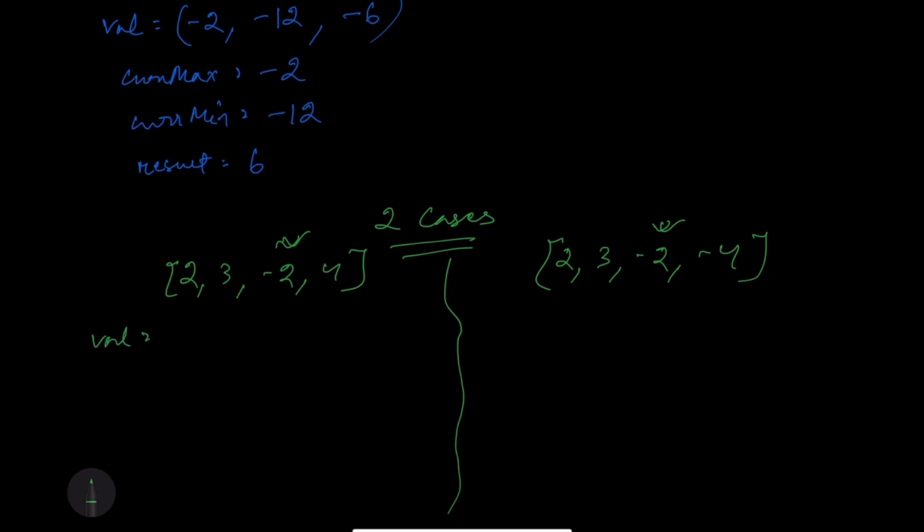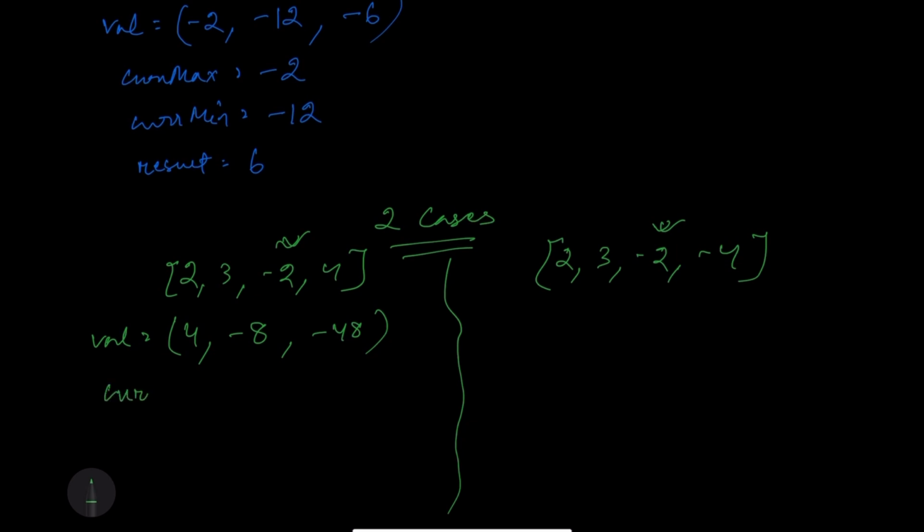Now let's see in this case what will happen. So our val is now 4. Now what will be our current max into our present number? That would be -8. Now what would be our current min? That would be -12 into 4. It would be -48. So this is something like when we would reach our end of the loop.